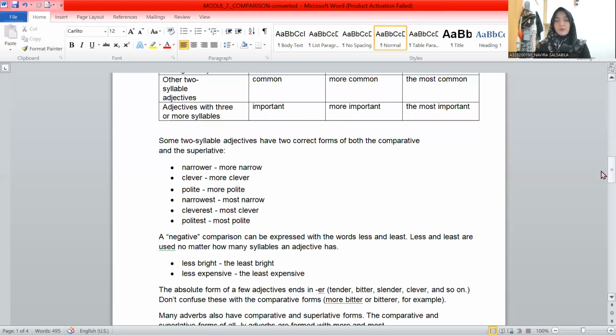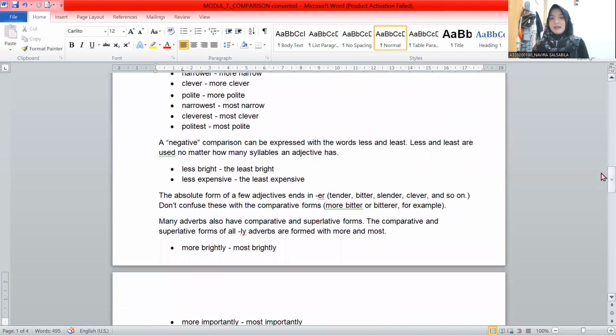A negative comparison can be expressed with the words less and least. Less and least are used no matter how many syllables an adjective has. First, less bright and the least bright. Second, less expensive and the least expensive.